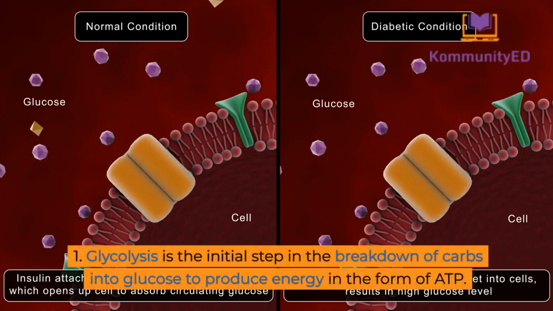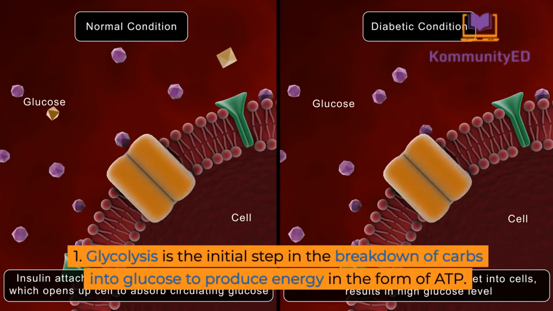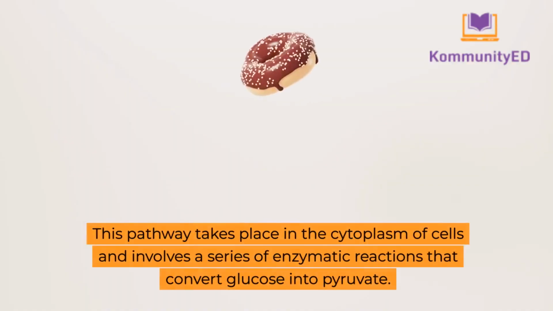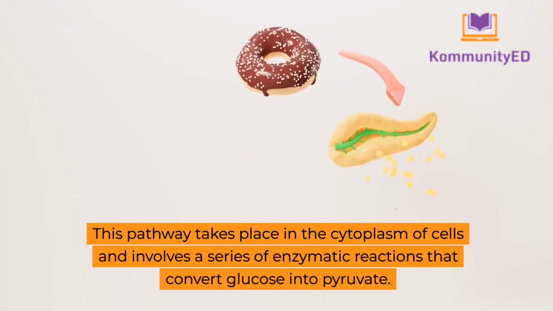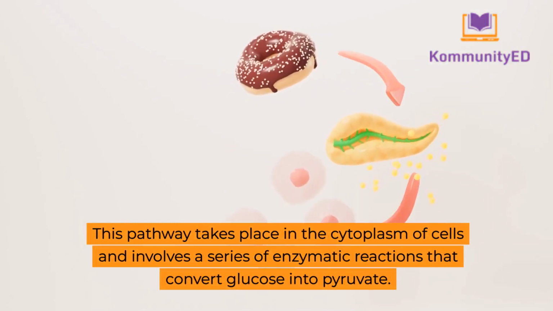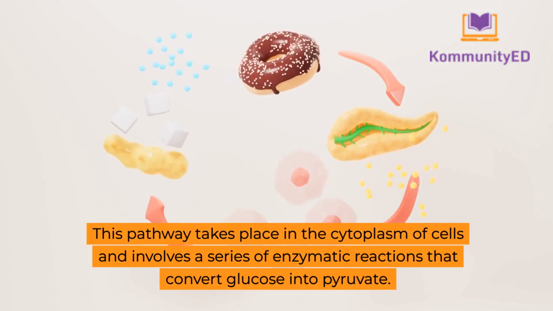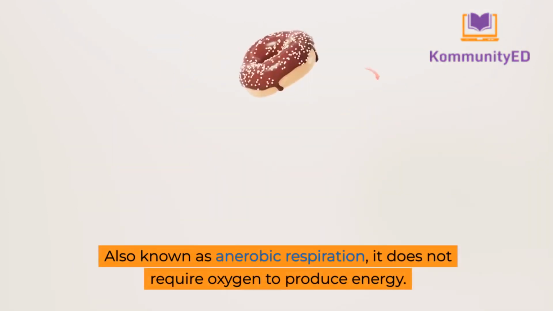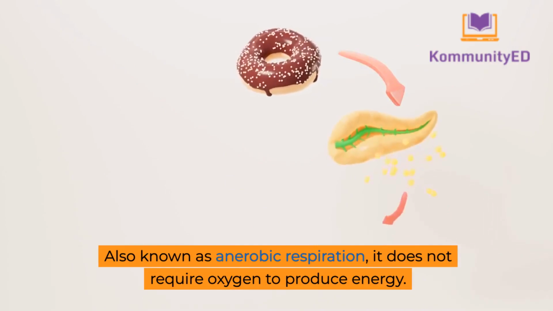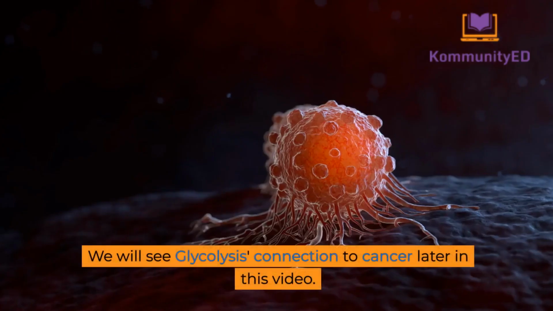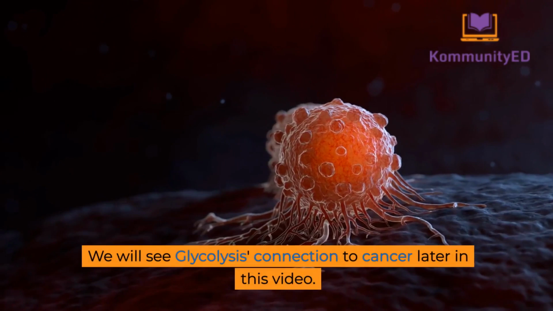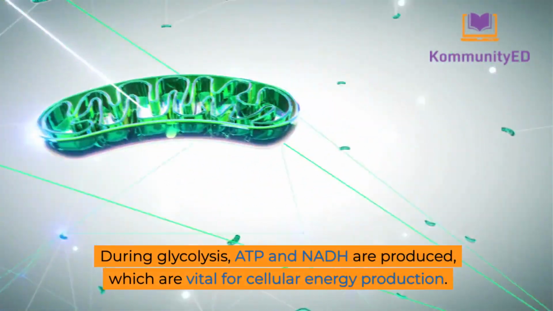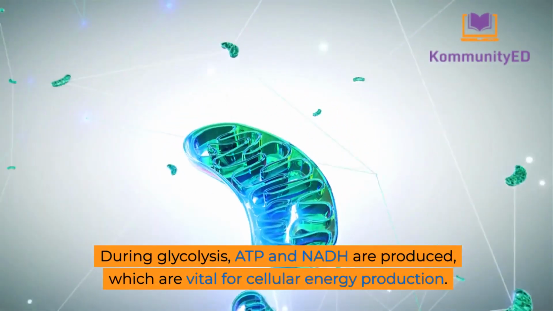1. Glycolysis is the initial step in the breakdown of carbs into glucose to produce energy in the form of ATP. This pathway takes place in the cytoplasm of cells and involves a series of enzymatic reactions that convert glucose into pyruvate. Also known as anaerobic respiration, it does not require oxygen to produce energy. We will see glycolysis's connection to cancer later in this video. During glycolysis, ATP and NADH are produced, which are vital for cellular energy production.